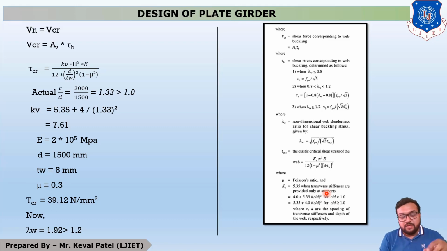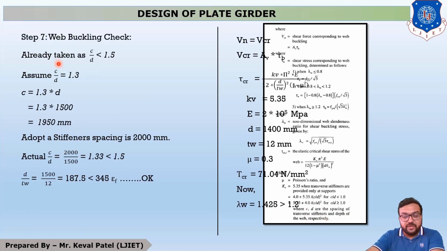Now whenever you have to provide intermediate stiffeners, vertical stiffeners, first of all you have to check the ratio of c by d. What is d? d means 1500 and c means spacing of transverse stiffener. First of all we assume that our c by d ratio is 1.3, because this condition will be assumed in our step number 4. So for that condition, if we make c the subject, it is 1.3 into d. So our c is 1950 mm. Therefore our round figure value is 2000 mm.